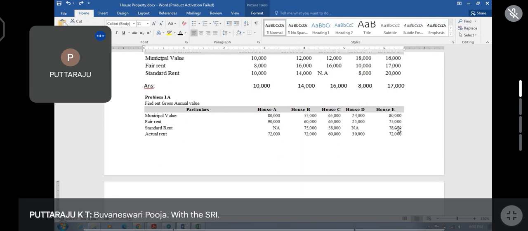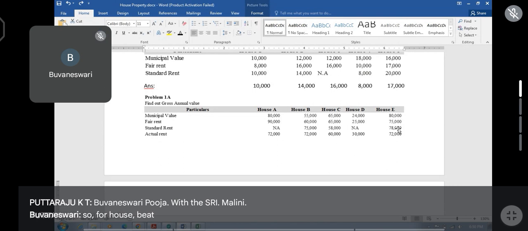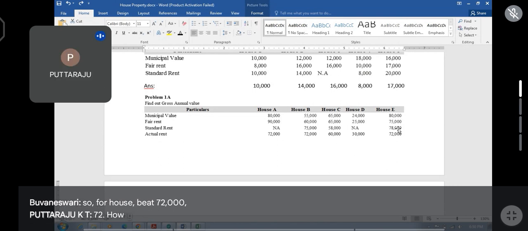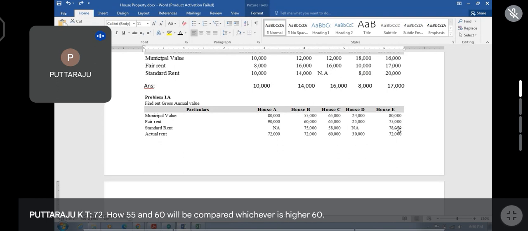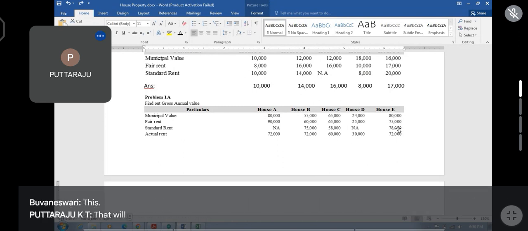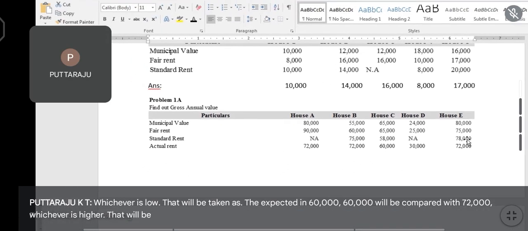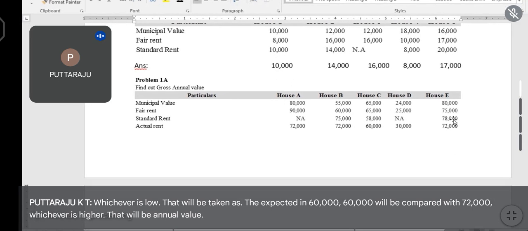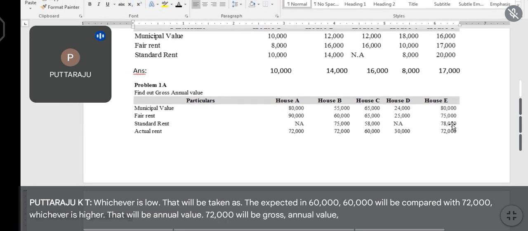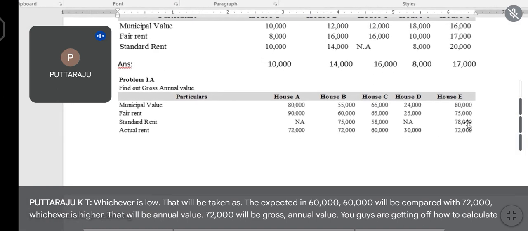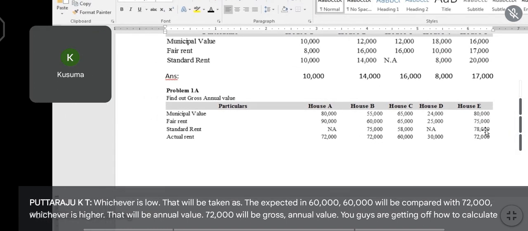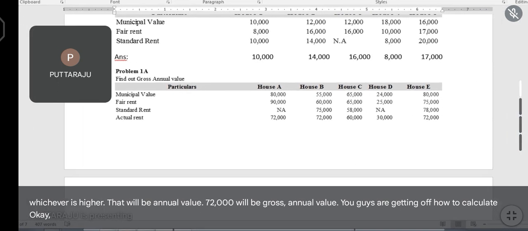Sir, for house B, it's 72,000. How will 55 and 60 be compared? Whichever is higher, 60, will be compared with 75,000. Whichever is low will be taken as expected rent, 60,000. 60,000 will be compared with 72,000. Whichever is higher will be the annual value. 72,000 will be the gross annual value. You guys are getting now how to calculate? Yes, sir. Okay, like that, you need to calculate.